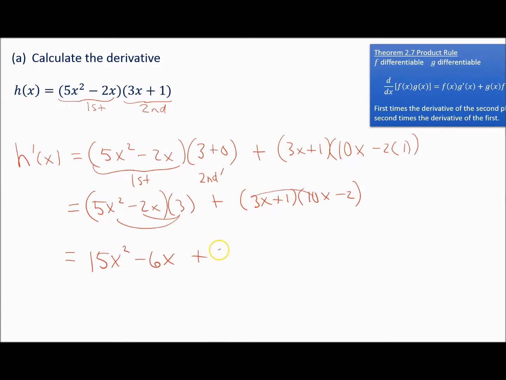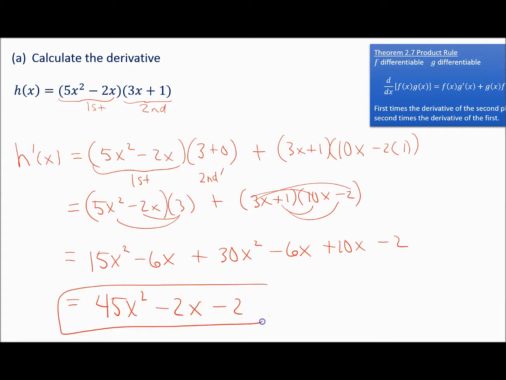3x times 10x is 30x squared. 3x times negative 2 is minus 6x. 1 times 10x is 10x. And 1 times negative 2 is negative 2. When I add like terms, I have 15x squared. Ooh, actually I don't. Got a little carried away. 15x squared plus 30x squared is 45x squared. Negative 6x minus 6x is negative 12x, plus 10x is negative 2x, and then finally I've got minus 2. So that is completely simplified.